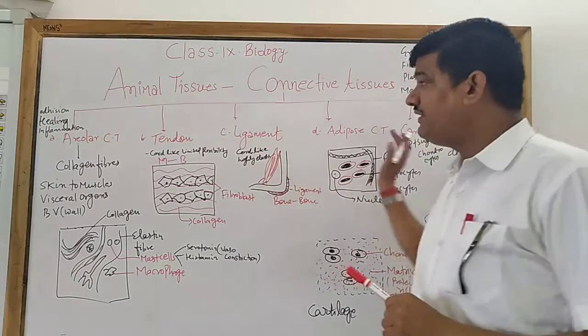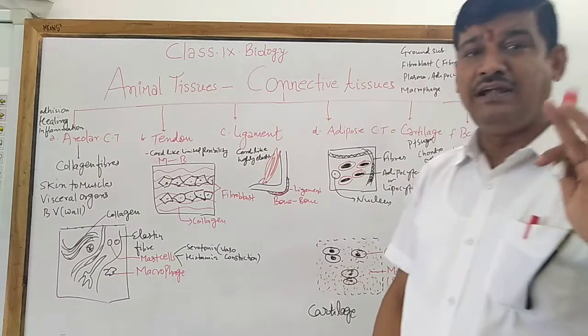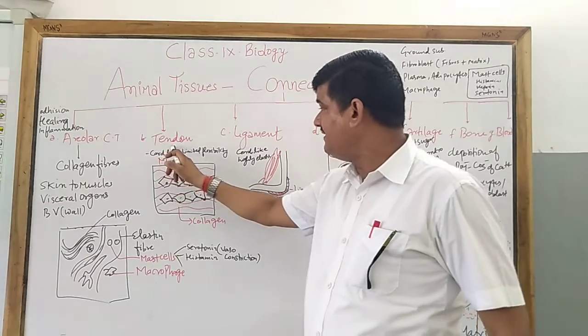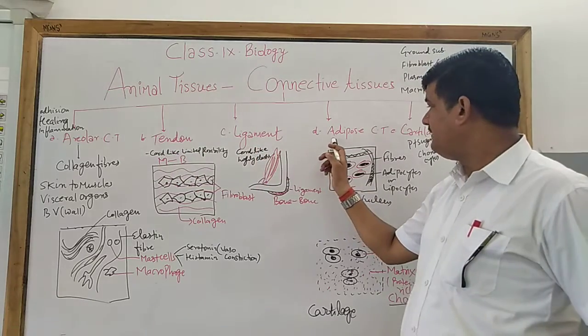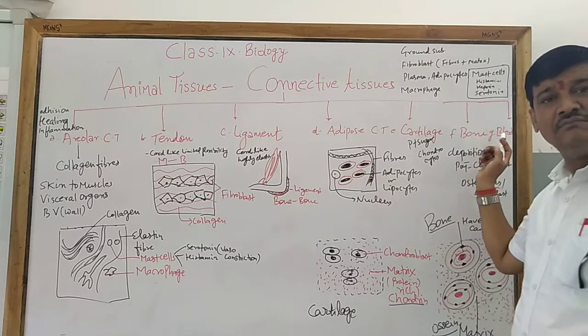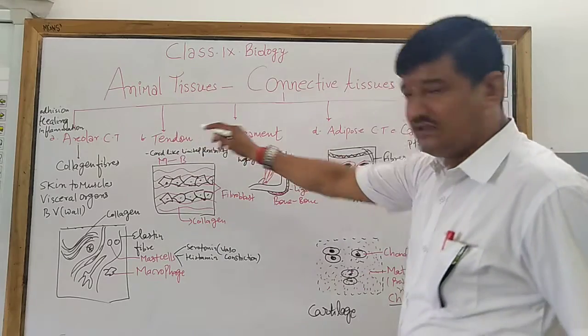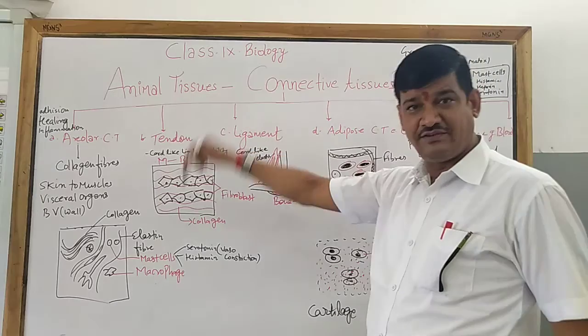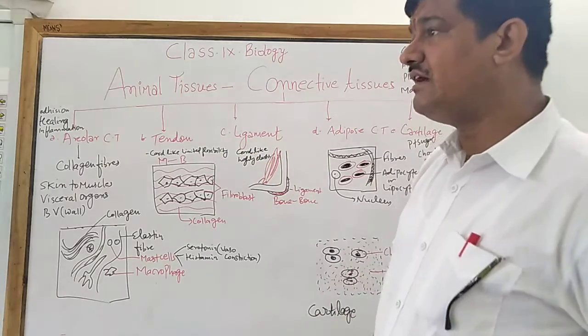There are a total of 6-7 connective tissues. I would like to name them: areolar connective tissues, tendon, ligament, adipose connective tissue, cartilage, bone and the blood. So these are the examples, or the types of connective tissues, which are present in the human body or other kinds of animals.